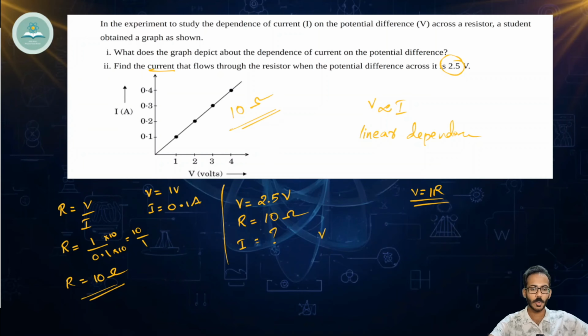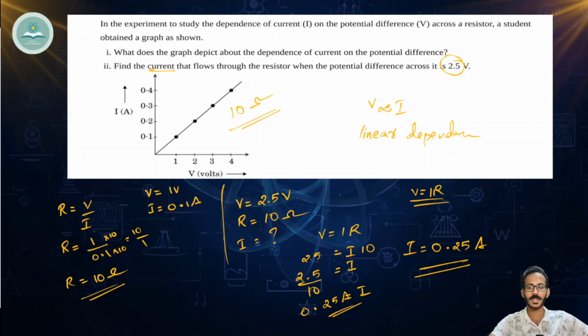Again, write Ohm's law. V is equal to I into R. Substitute the values. V is 2.5, I we don't know, we are going to find out, R is 10. So I is equal to 2.5, and 10 will come here, it will be divided. So I is equal to 0.25 ampere. So our current here is 0.25 ampere. This is the answer.